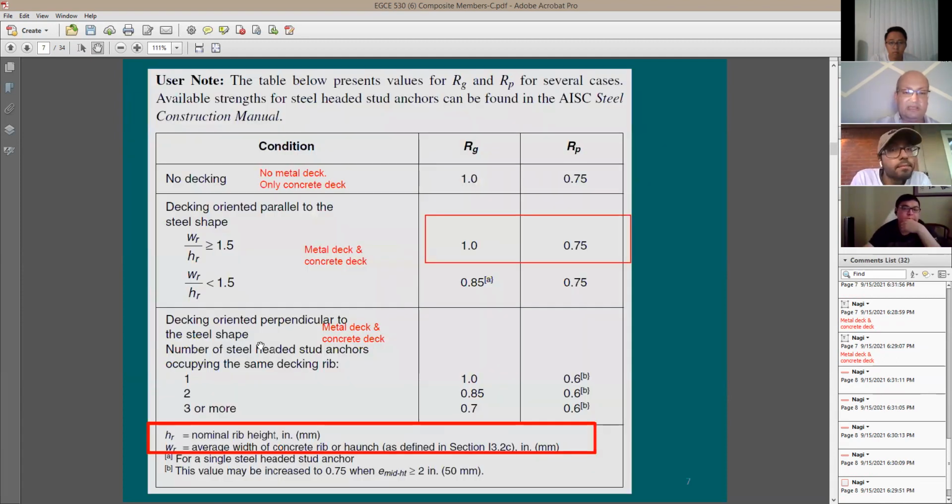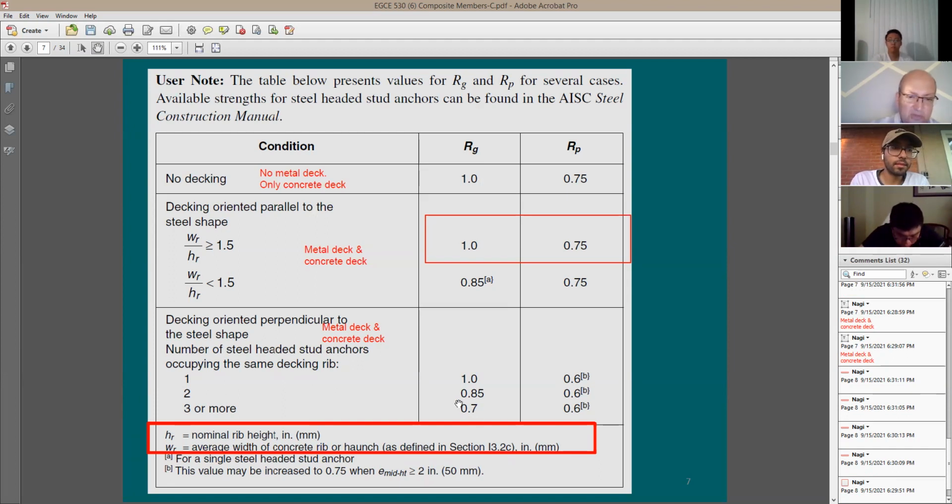In a case like this, they ask how many studs you have in a row. Is it one stud? Okay, your R sub G factor is 1 and R sub P factor is 0.6. If you have 2 studs, it's 0.85 and 0.6, which means R sub P is not changing. Once you have the group, R sub G starts to show. It's 1, 0.85 and 0.7.